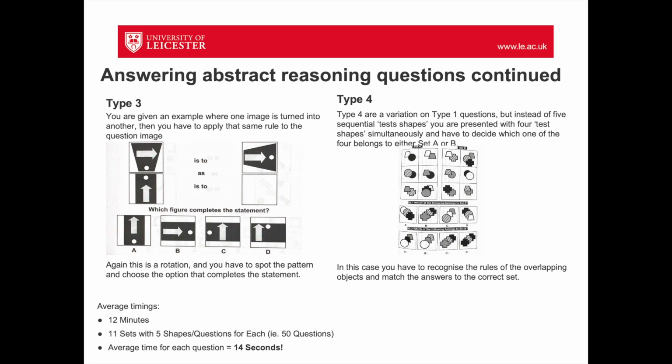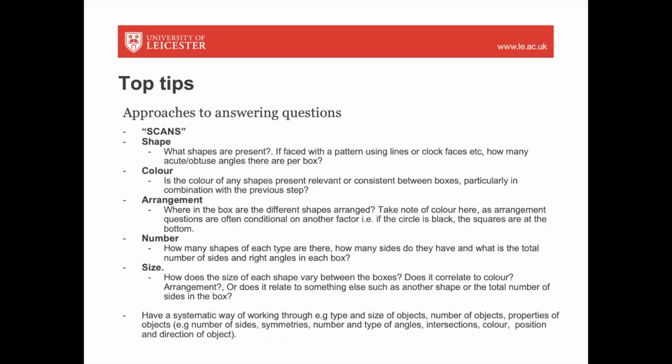So 50 questions in 12 minutes is around 14 seconds per question. Don't be worried about this figure, because once you've identified the pattern, you'll be able to answer the questions really quickly for the set. So some of our top tips for this section is to have an approach, and one of the approaches that can be used is using the acronym SCANS. So this stands for shape, color, arrangement, number, and size.